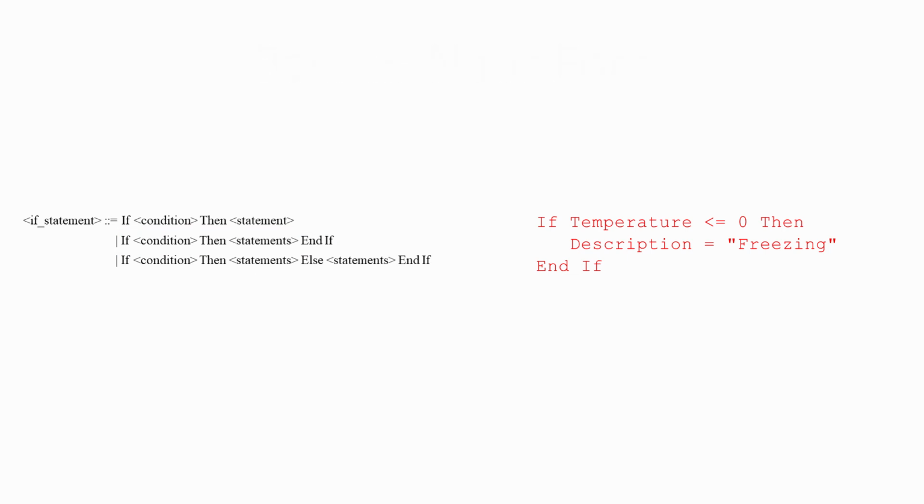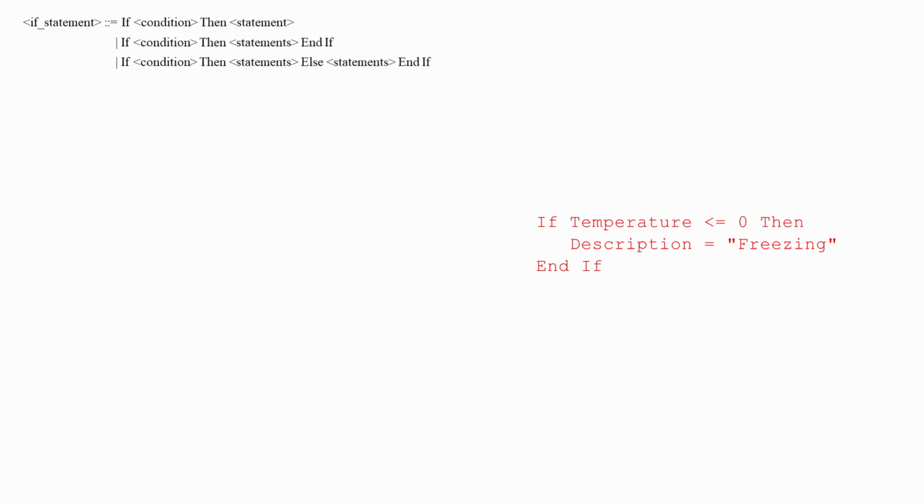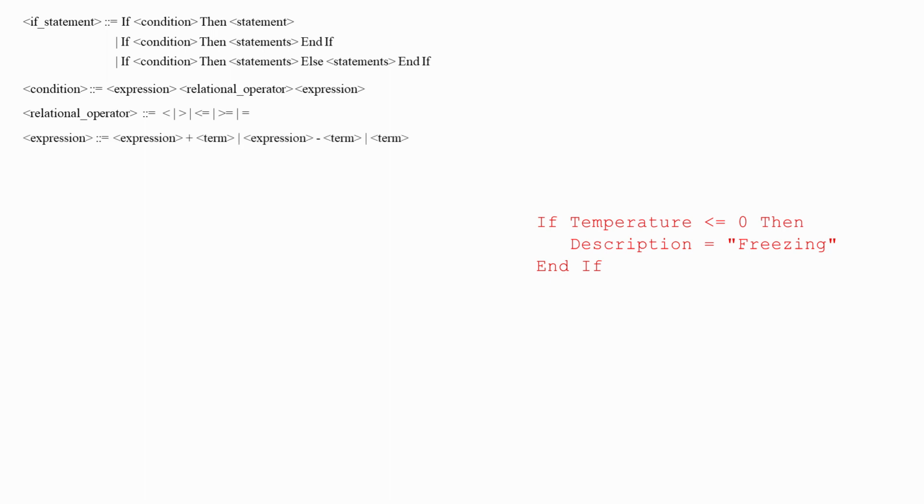The terms in angle brackets also need to be specified using the same sort of notation. For example, in this particular language, a condition is defined as two expressions with a relational operator in between them. In turn, a relational operator is defined as one of these symbols. The definition of an expression is a little more involved. An arithmetic expression can include a variety of arithmetic operators and parentheses.